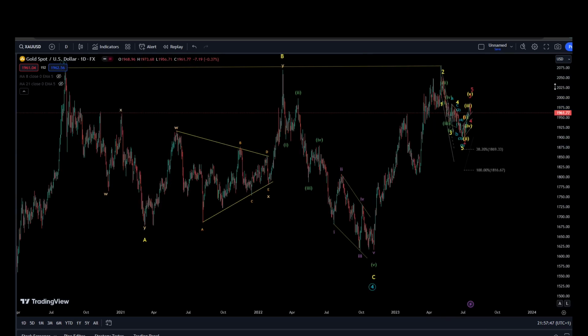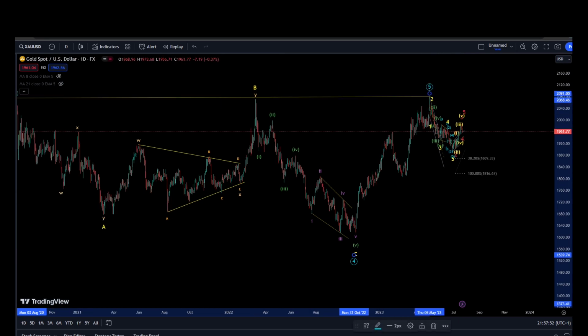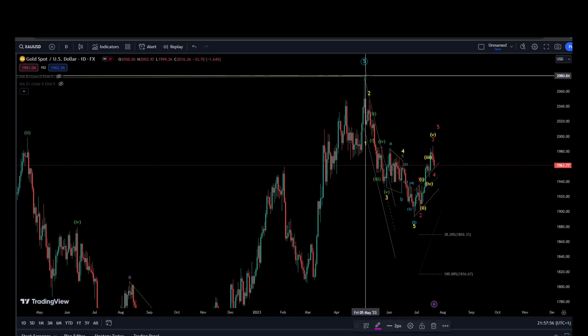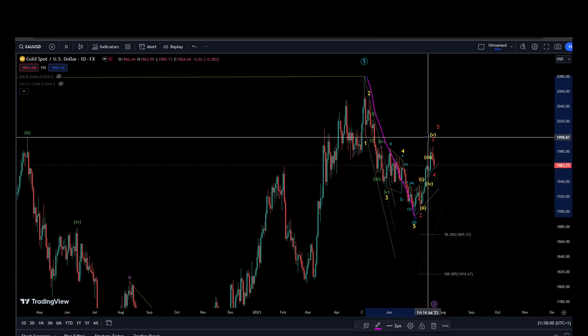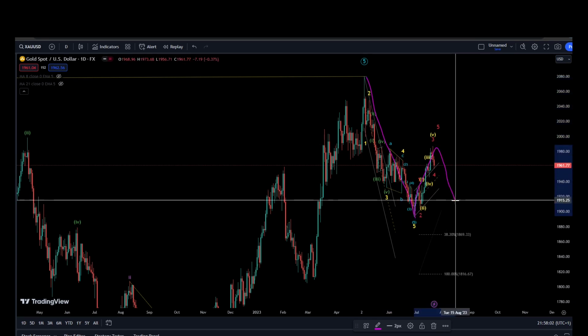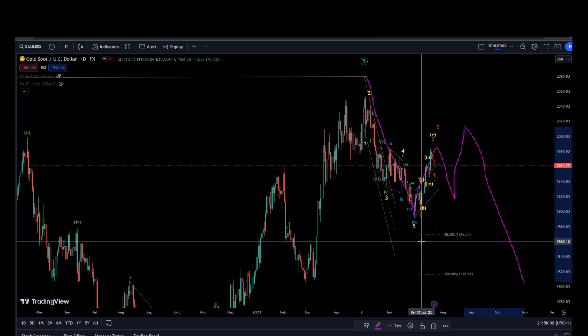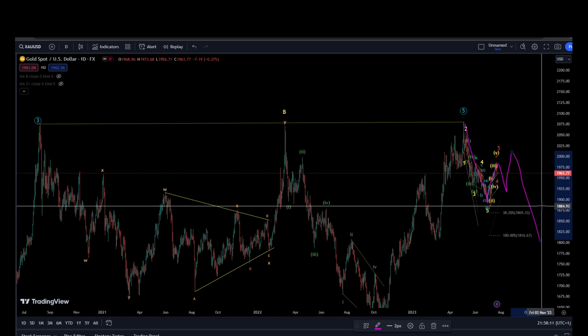One of the other counts is that the wave 5 has already been completed here, and what this is essentially is an impulse to the downside, and then what we have here is a five-wave move, and then this will probably be an A, B, and then a C, and then we continue going down to the downside, if that makes sense. So I've got two scenarios in play.